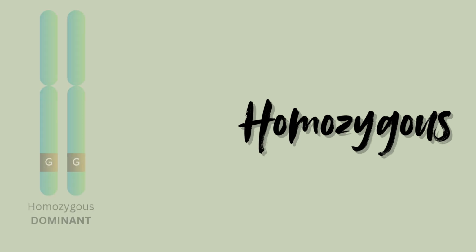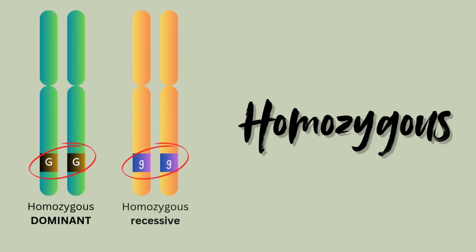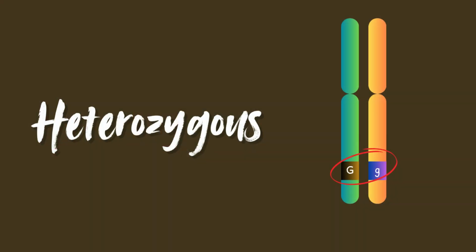When you have two of the same alleles, it's called homozygous. So that could be big G, big G, or little g, little g. And when you have one of each, like big G, little g, you're heterozygous. It means your alleles are different.